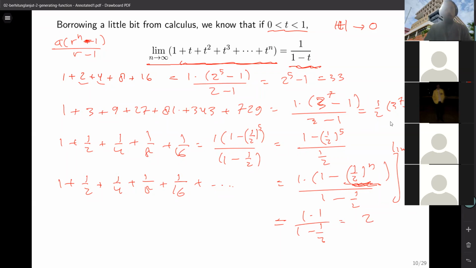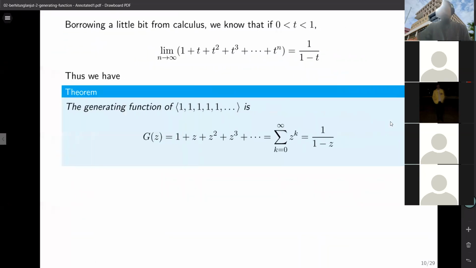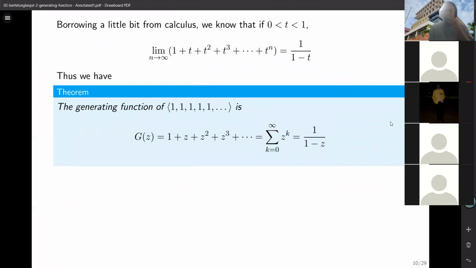So in fact, this is what happens, right? If the ratio is t, then it's 1 over 1 minus t. Now that's what we use. So therefore, our theorem says that if we have this generating function, all ones, infinitely many, the generating function is this. Clear. And it is equal to this.